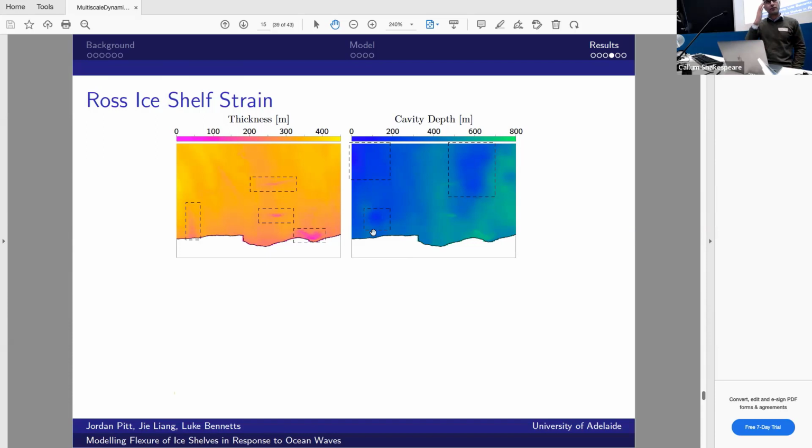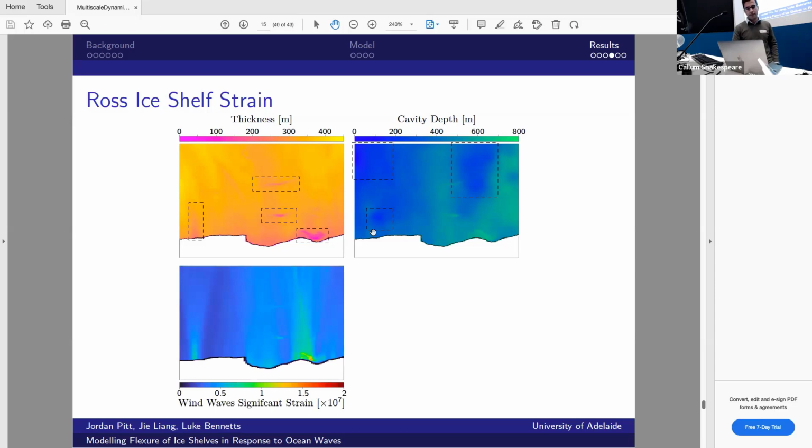Okay, so now we're going to do typical wind waves for the Southern Ocean and send them into our shelf at a variety of directions, average over the directions, and look at the strain. So that's what I have here. We can see the strains give us our color, and they go from 0 to 2 times 10^-7, which seems quite small, but when you consider that our Young's modulus is roughly 10^9 for ice, it's actually quite significant stress on the ice shelf.